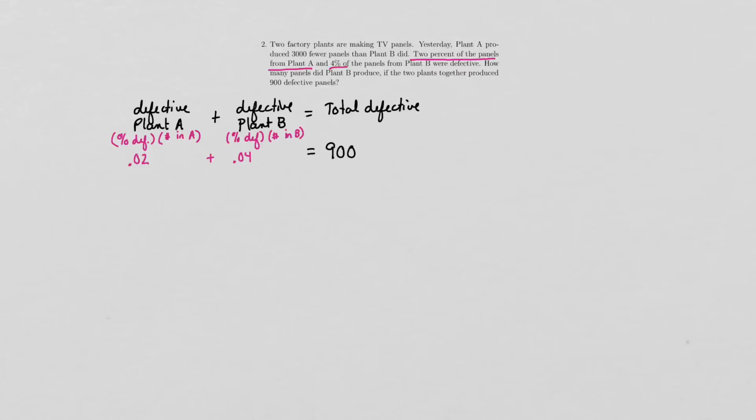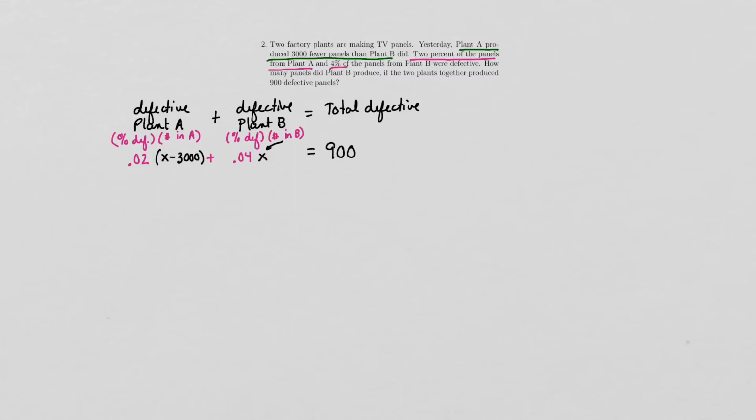So the only other part that I haven't used from this word problem is the part that says plant A produced 3,000 fewer panels than plant B. So they didn't tell me any information about how many were in plant B. So we're just going to call that X. So the number that's in plant B, that's just going to be X. But they told me that plant A produced 3,000 fewer. So it's however many X produced minus 3,000.